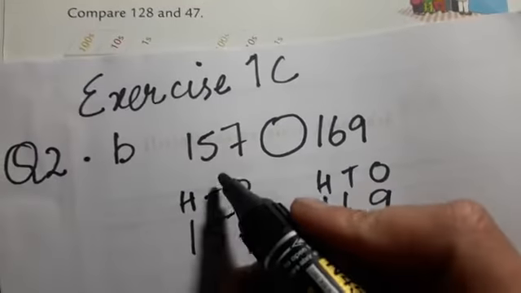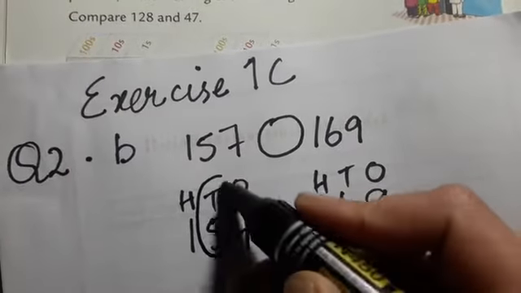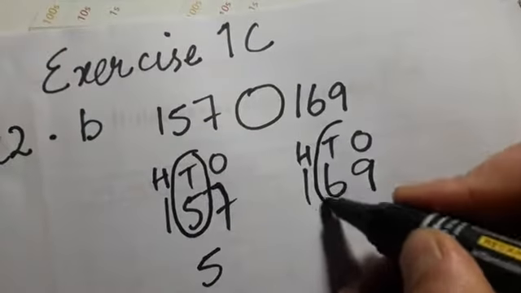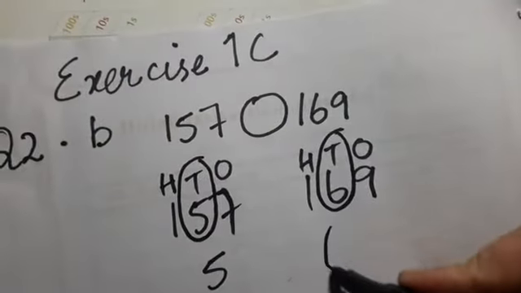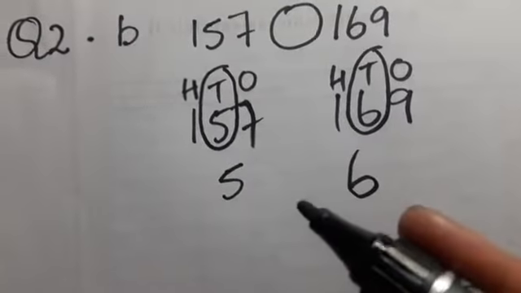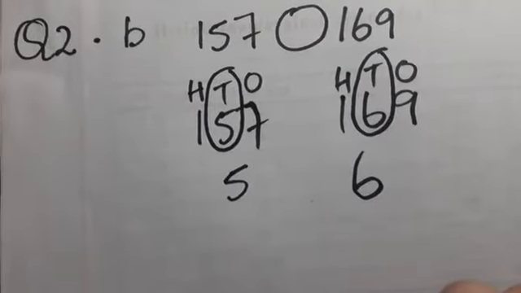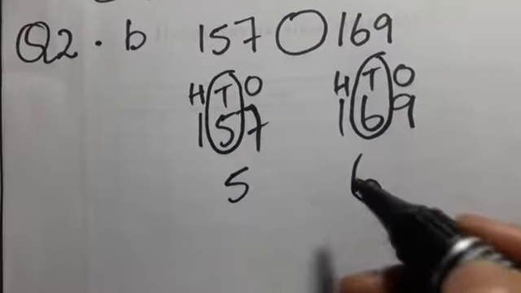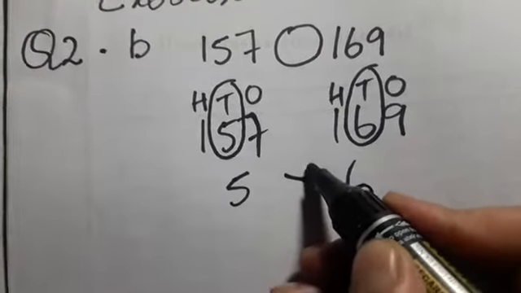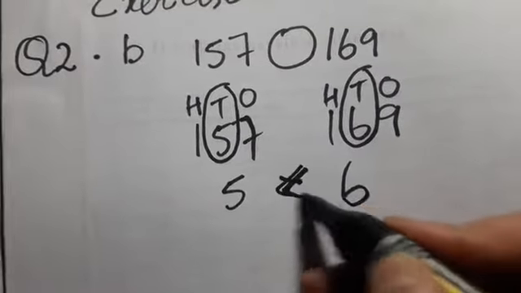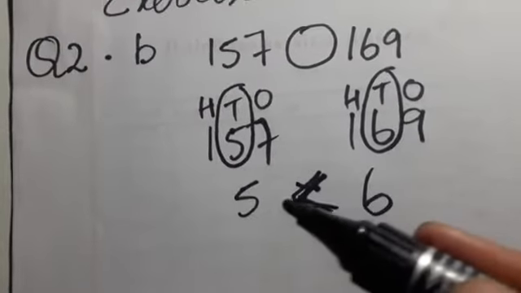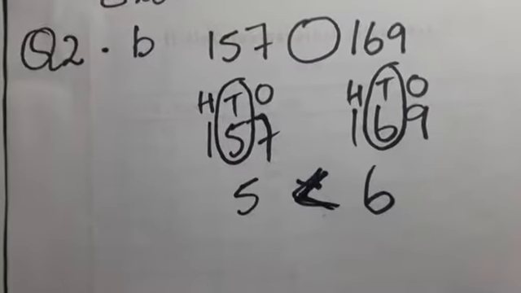So in this one, what is in the tens place? 5. And in this one, what is in the tens place? 6. Dear students, we only have to compare these numbers, and obviously see which number is greater or which number is smaller. This number is smaller than 6, so we will put here a lesser than sign, or smaller than sign. Okay, 5 is lesser than or smaller than 6.